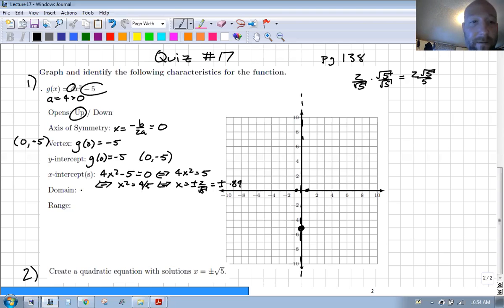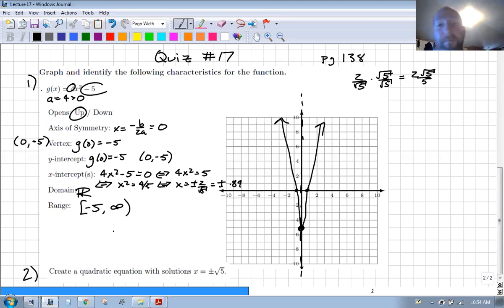The domain, all real numbers, because this thing does go infinitely right and left. Our range, the lowest we go is negative 5, and we go all the way up to positive infinity.